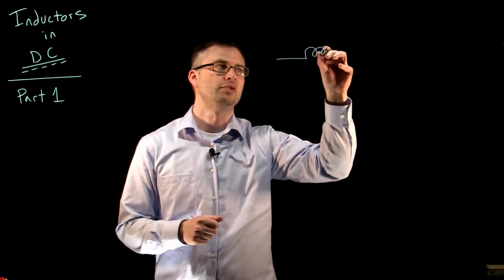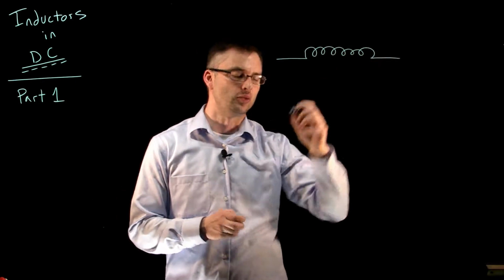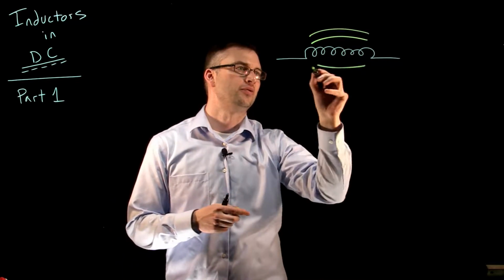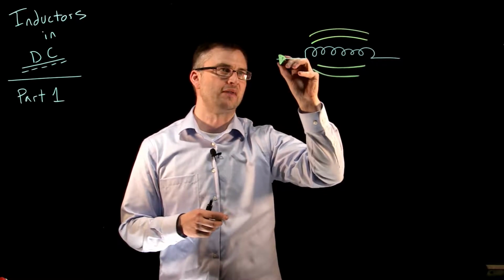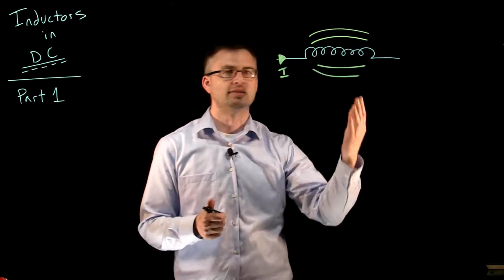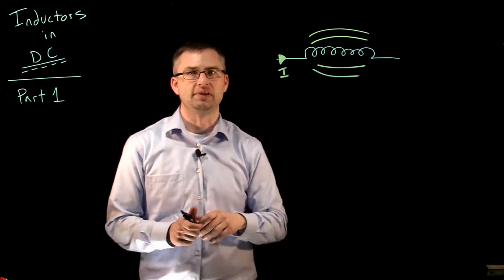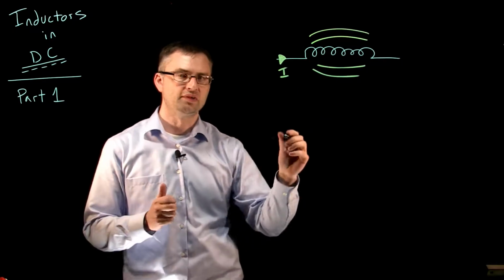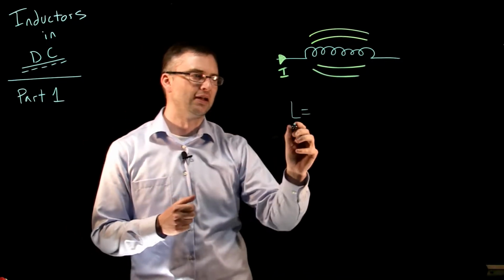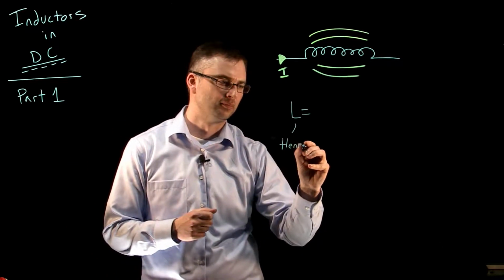Okay, just to review, an inductor is simply a coil of wire that's going to be producing a magnetic field around it when current starts to flow. So the amount of that field is going to be dictated by the amount of current that's flowing through that circuit and the properties of the coil. All right, so what are the properties of the coil? Well, we want to measure the inductance of the coil, which is of course measured in henries.